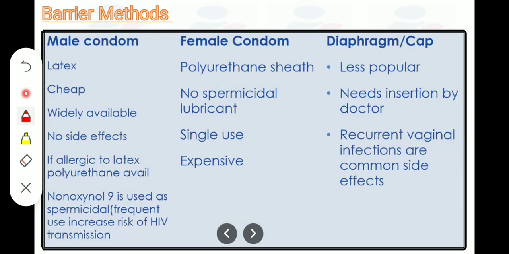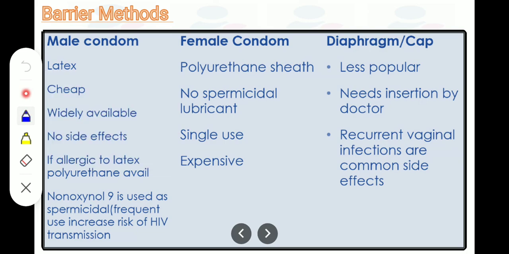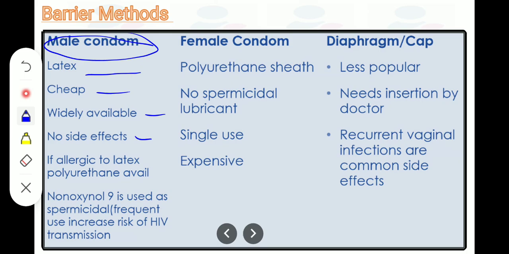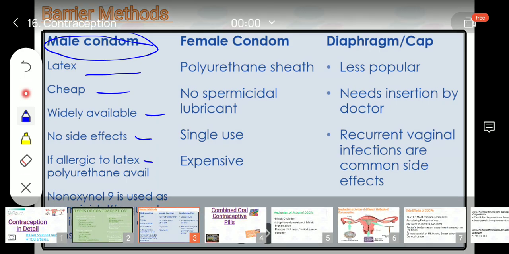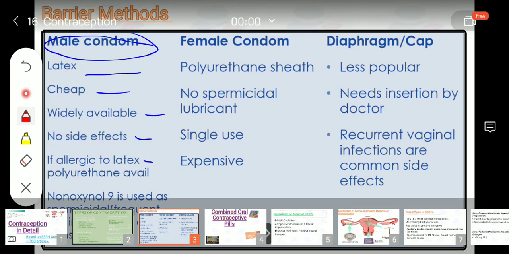Now let us talk a little bit about the barrier method. As I have told you, the male condom is the most widely used barrier method. Although it is made of latex, it is cheap, widely available, and has not many side effects. But the thing is that it is not favorable and not acceptable to most males. Another important thing is that if the patient has a latex allergy, there is another type of condom made of polyurethane that is also available.